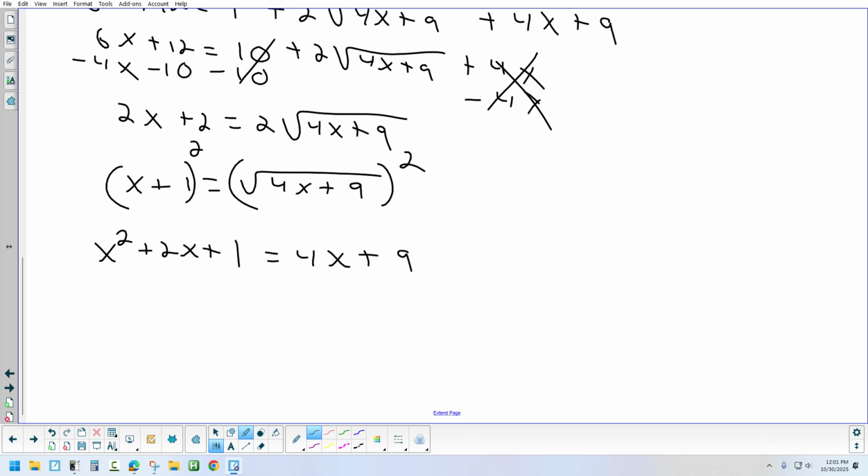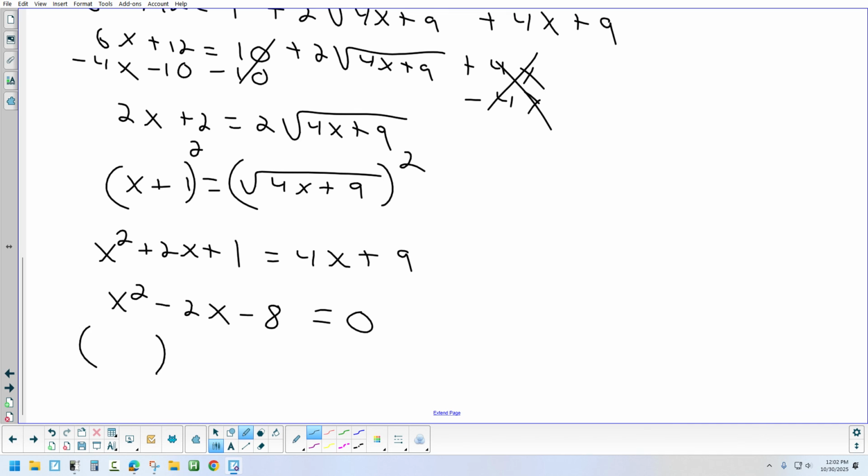Yeah, it's a quadratic. Right, so get it equal to 0. I would subtract the 4x and subtract the 9. And now finish that off however you want. Use the quadratic formula, complete the square, or try to factor it.